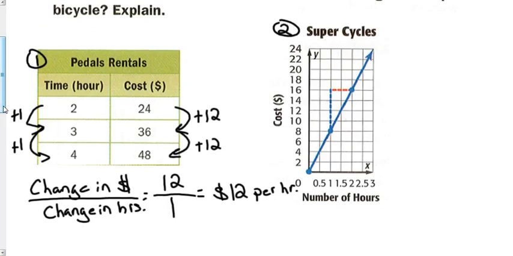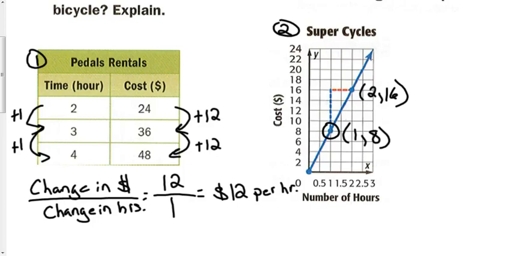All right, so we've got this graph over here for Supercycles, and they've identified 2 points for us already. That kind of makes things easier for us. So I'll circle the first point. The first point is at (1, 8). All right, you can see that. And our second point is at (2, 16). So again, remember, we're looking at change.